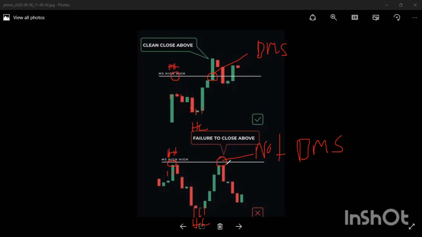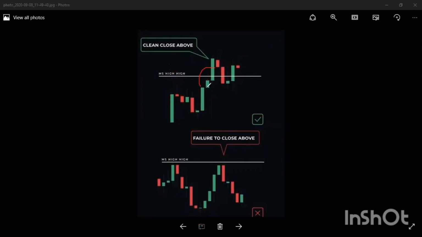There is a wick here. That's a wick of the candle. So this is not BMS. I want you to remember this. This is not a BMS. So this is a BMS, and this one is not a BMS.